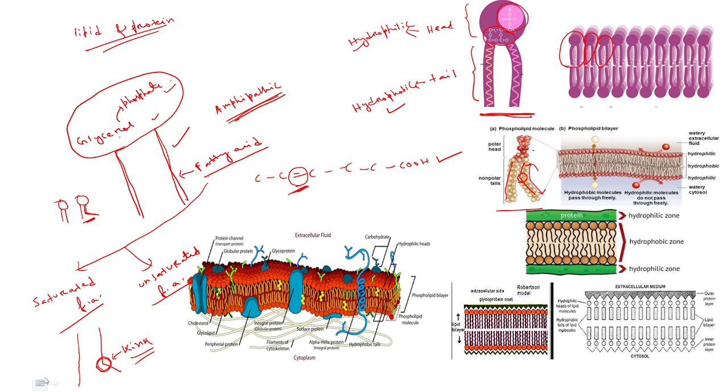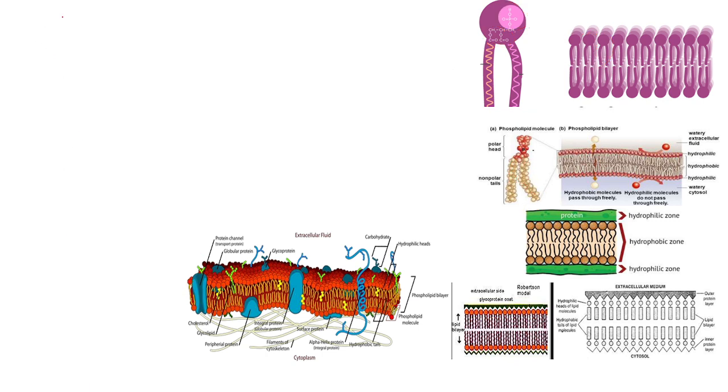Okay, so the plasma membrane contains protein plus lipid. So which type of lipid is actually present? In the plasma membrane, the lipid is phospholipid. What is a phospholipid? It is a lipid in which the head part contains a phosphate group. Here the PO4, a phosphate group, is present. That's why it is called a phospholipid.